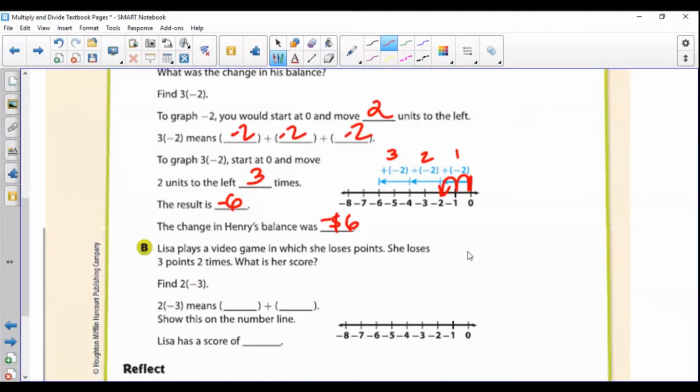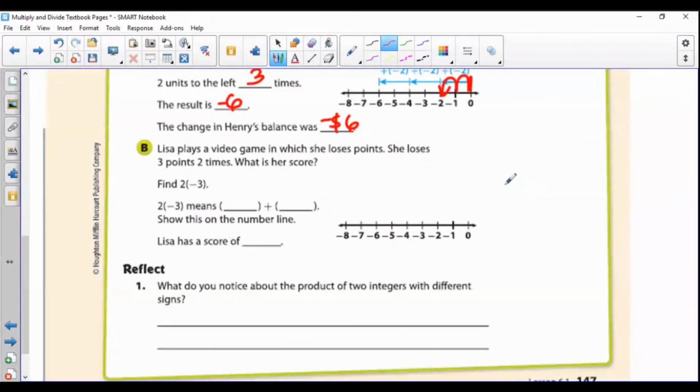So let's do another example. It says Lisa plays a video game in which she loses points. She loses 3 points 2 different times. What is her score? It says that she loses 3 points, so that's like a -3. I lose 3 points, and this happens on 2 separate occasions. So that's just a +2.